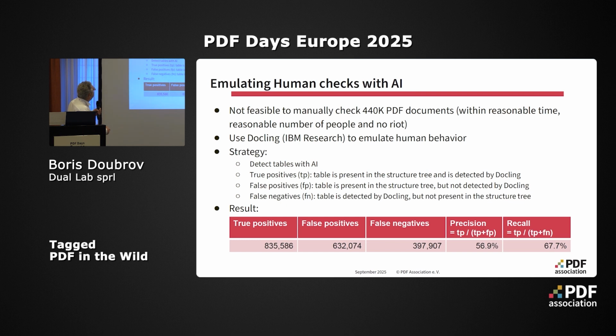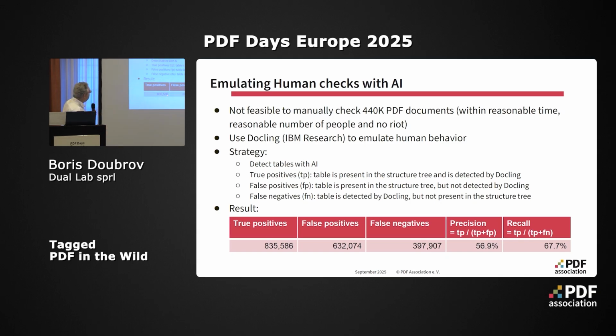And this AI model was chosen, we've chosen DocLink. That's probably one of the most trending AI systems today for layout recognition, from the IBM research team from Zurich. And we just compared what's in the tagged PDF and what DocLink comes out with. And this is the data.